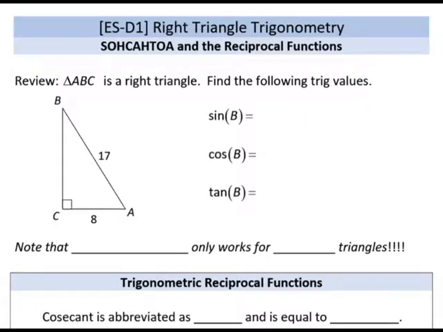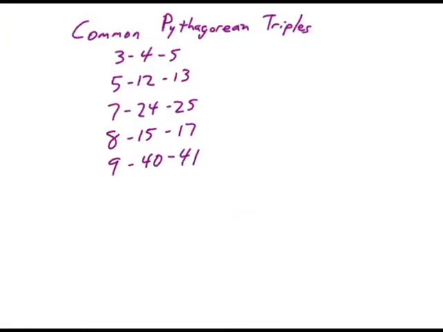The first thing we need to do is find the length of that third side of the triangle. If you know your common Pythagorean triples, this is easy. It's an 8, 15, 17 triangle. If you don't know them, it would be worth your while to pause the video and write all these down. You're going to see these come up again and again throughout this trimester and the next.